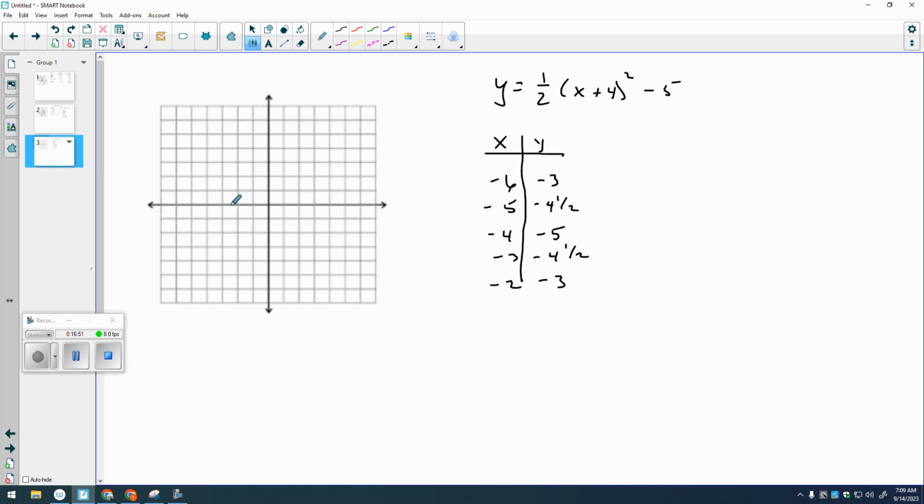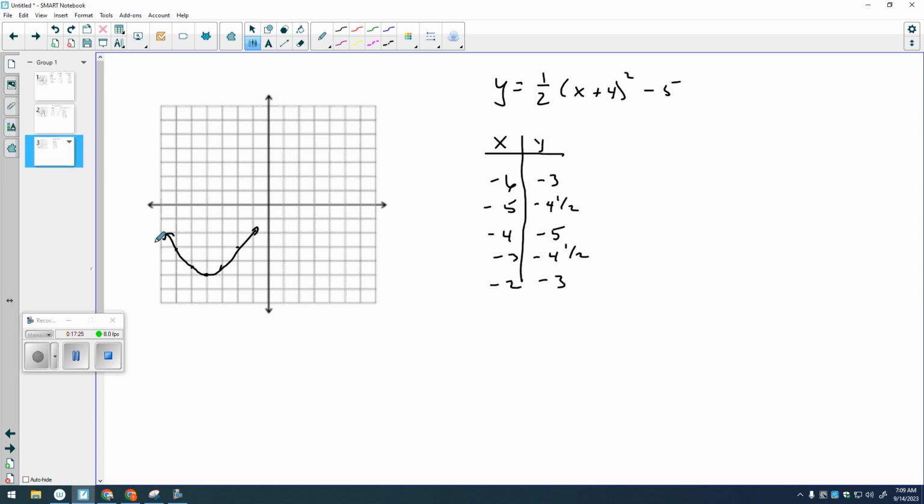1, 2, 3, 4. 1, 2, 3, 4, 5. When x is -6, y is 2. Oh, sorry, -5 is 0.5. And -3 is 0.5. Here we go. -6 is 2, and -2 is 2. And notice it's wide, but not as wide as the 1/3. But it is wider than just y equals x squared.